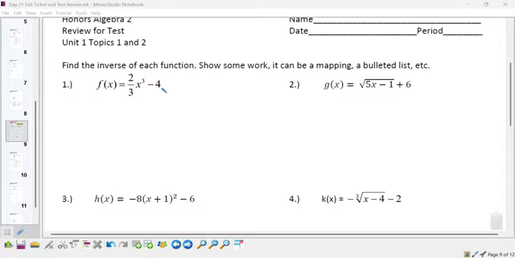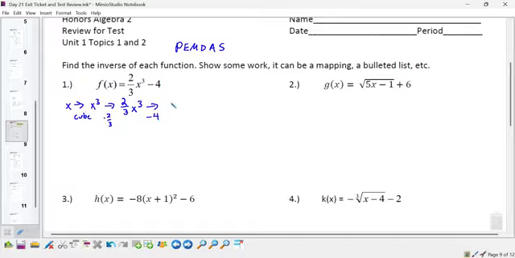So the first thing I'm going to do for every function is think about if I were to substitute a number in for x, how would I evaluate the function? The first thing I would do to that x is cube it. After I cube it, I would multiply by 2/3. So cube times 2/3, and then I would subtract 4. So to undo this, I'm going to do the opposite steps backwards.